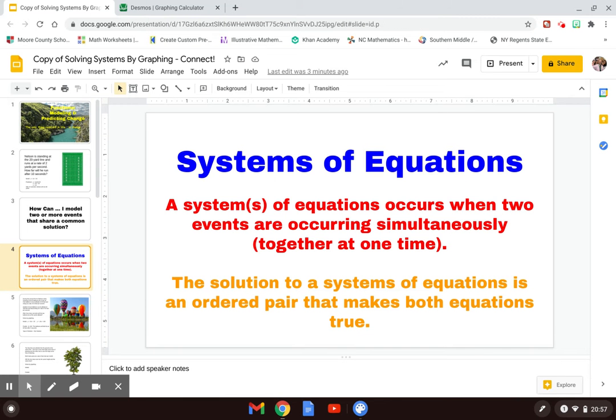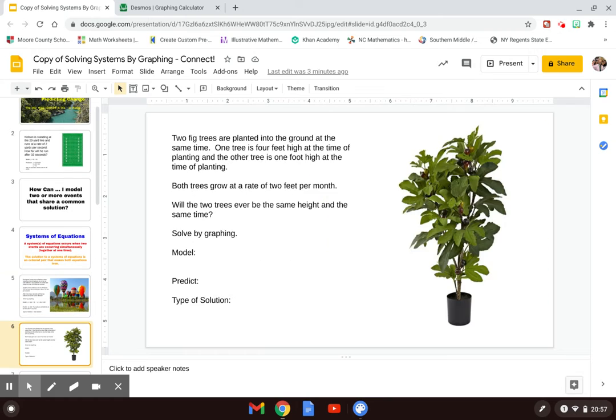All right, so that's our first one. All right, so let's go to our second one here. It says here, 2 fig trees are planted into the ground at the same time. One tree is 4 feet high at the time of planting, and the other tree is 1 foot high at the time of planting. Both trees grow at a rate of 2 feet per month. Will the two trees ever be the same height at the same time?